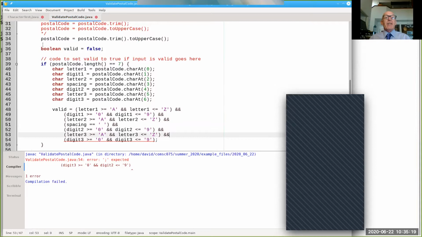No, it won't, because here I'm setting it to false. Let's say the postal code length is exactly equal to 7. I grab all these letters. Now I'm taking this condition here. I've got a whole bunch of questions I'm asking that either could be true or false. Letter 1 could be between A and Z, and digit 1 is between 0 and 9, and letter 2 is between A and Z, and the space is where it belonged. If all of those things turn out to be true, valid will be set to true.